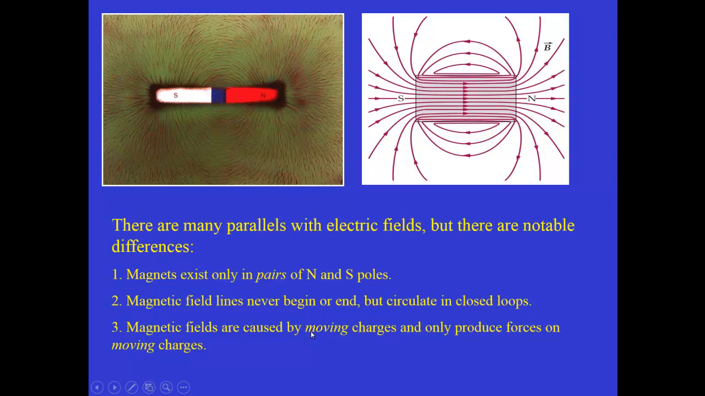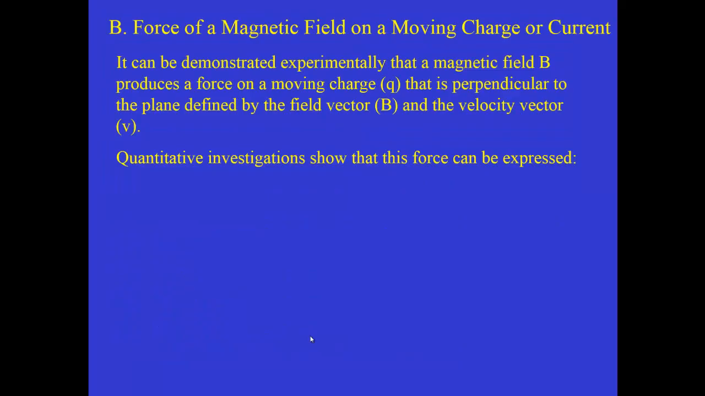A significant difference is that magnetic field lines are caused by moving charges, not stationary charges. And another property they have is that magnetic fields only produce forces on moving charges and not stationary charges. So there's a significant difference in the properties of magnetic and electric fields.